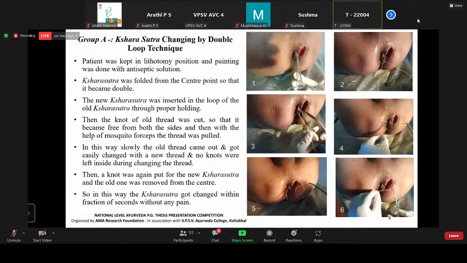Thread change within a fraction of a second without anything. Both these steps are shown in this picture.